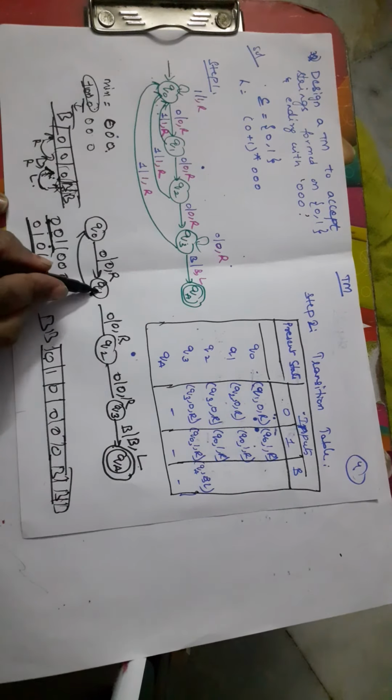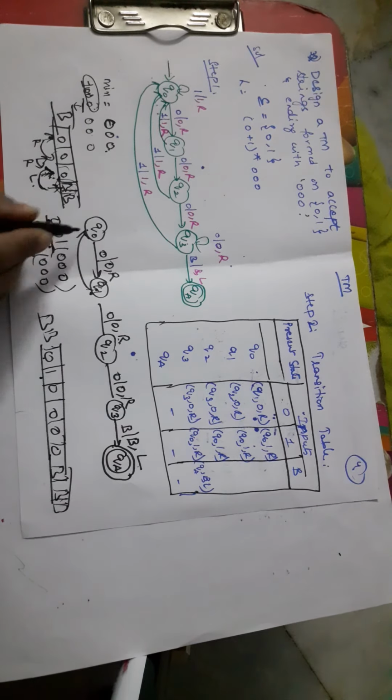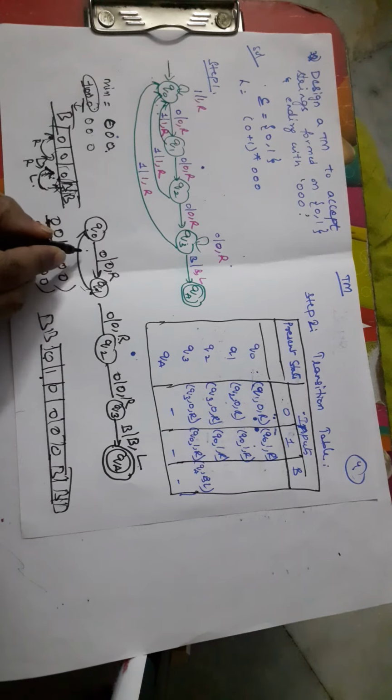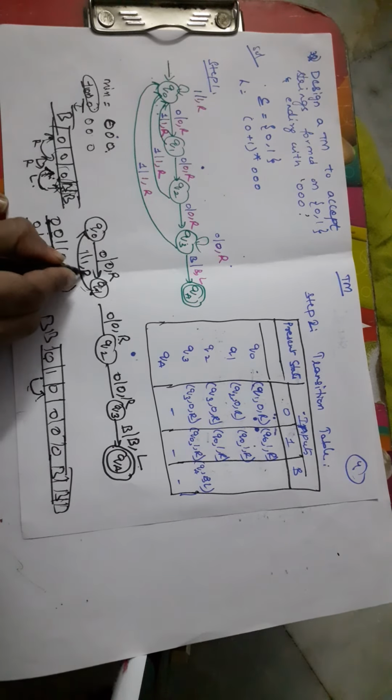First 0 is read, it goes to the Q1 state. Second, 1 is there, it reverts back to the initial state Q naught, and it will be kept as 1 only. Then after going to the previous state, the finite control will go to the next input towards the right direction. So it will be written as R.